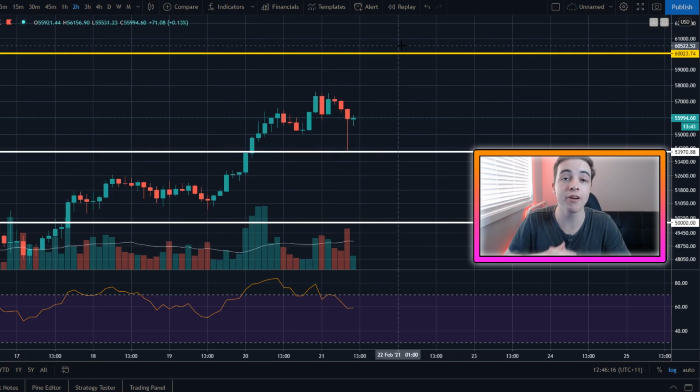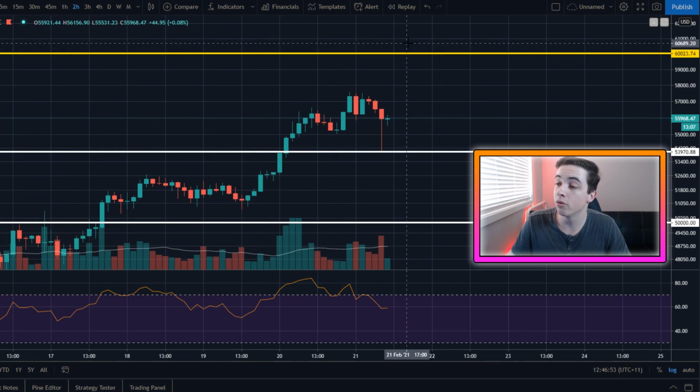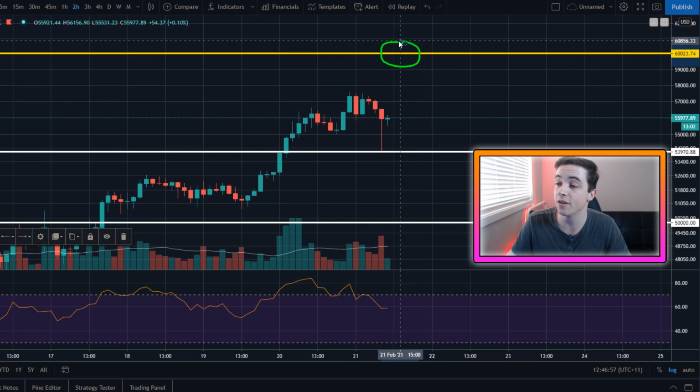At pretty much every big round number, we do see resistance at those levels. So yeah, a lot of people, a lot of traders and investors set their sell orders at these big round numbers like 50K and 60K. And so that basically creates this resistance level for us to get through.